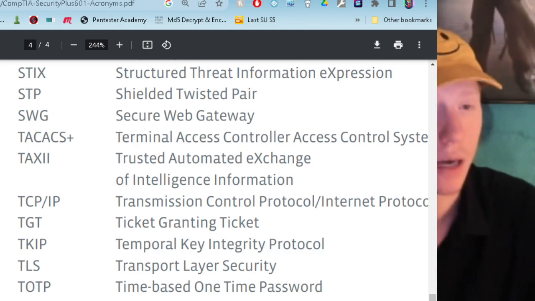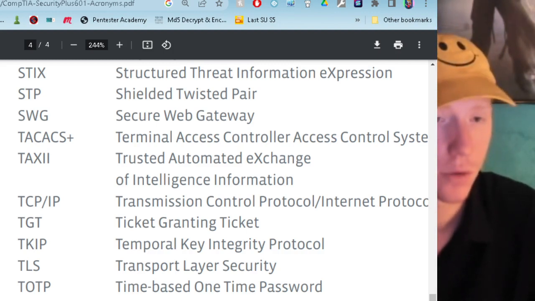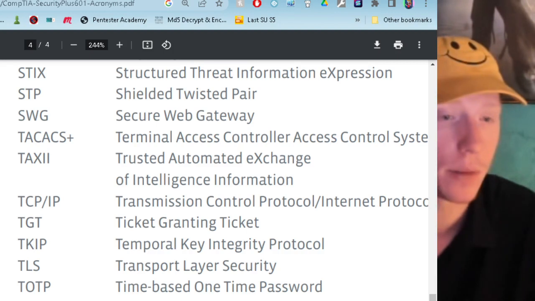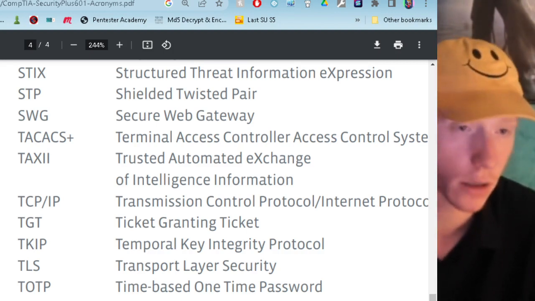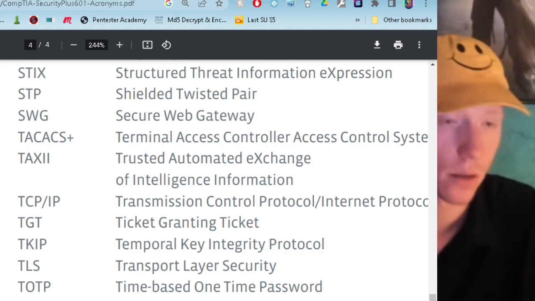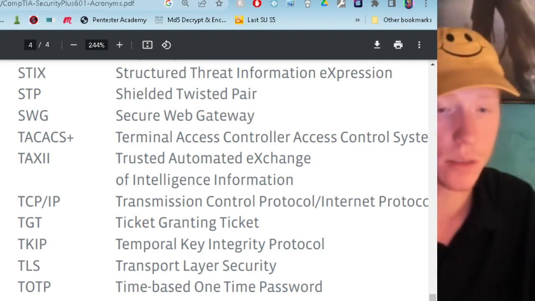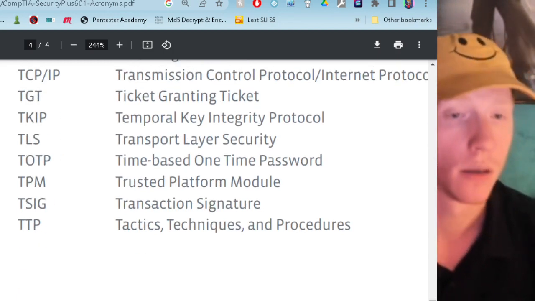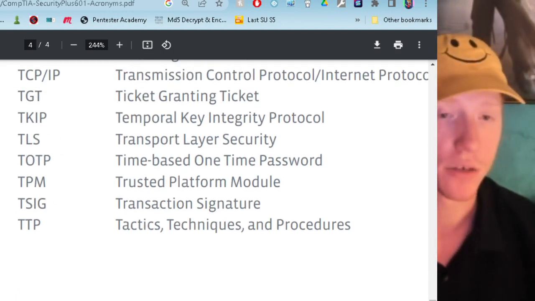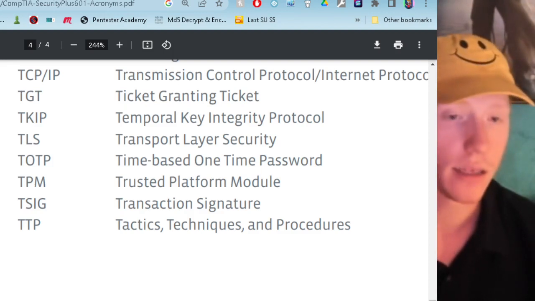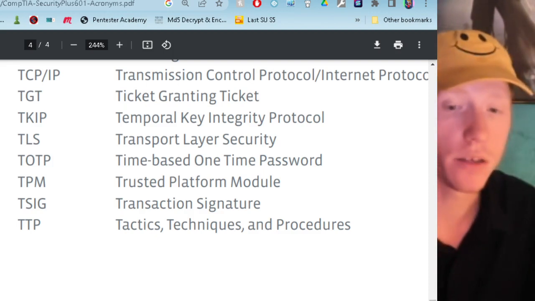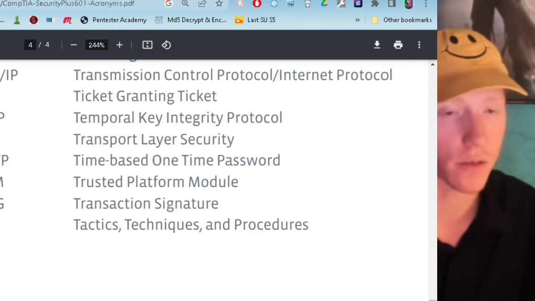The TCP/IP is the transmission control protocol or the internet protocol. A TGT is a ticket granting ticket. A TKIP is the temporal key integrity protocol. TLS is transport layer security. And TOTP is a time-based one-time password. That means it'll expire. TPM is a trusted platform module, and a TSIG is a transaction signature. TTP stands for Tactics, Techniques, and Procedures.